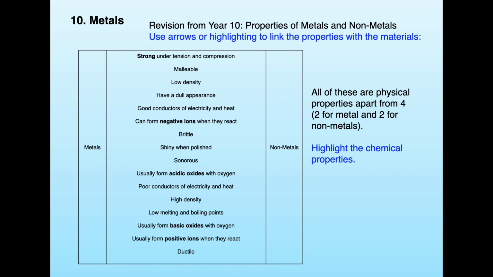These properties can be either physical or chemical. All of these here are physical apart from 4 of them. There's 2 for the metals and 2 for the non-metals. So which are the chemical properties here? Now remember, chemical properties are to do with how things react, often to do with how they exchange electrons. So what are the chemical properties? Have a look through.